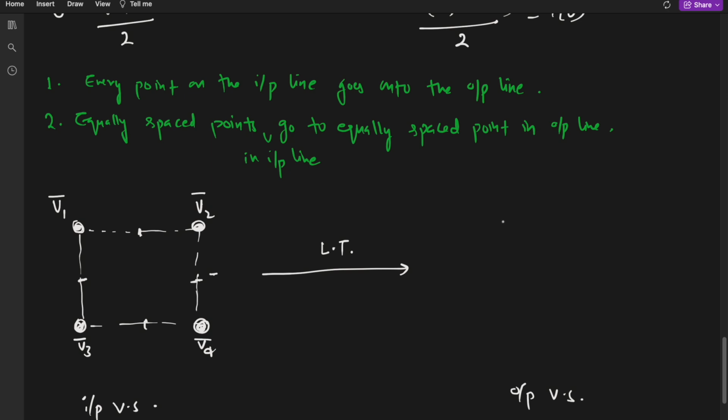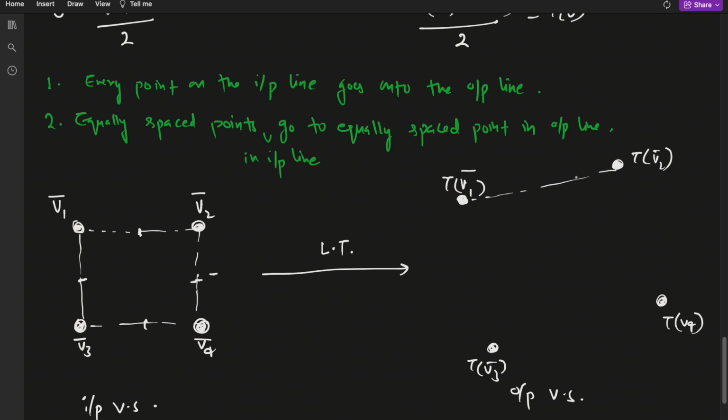Now in the output vector space, again the two properties will remain the same: every point on the input line goes onto the output line, and equally spaced points in the input line go to equally spaced points in the output line. Let us suppose this square expands, so now it becomes bigger, and it also rotates and shifts, something like this. This is t times v1, this is tv2, this becomes t times v3, this becomes t times v4.